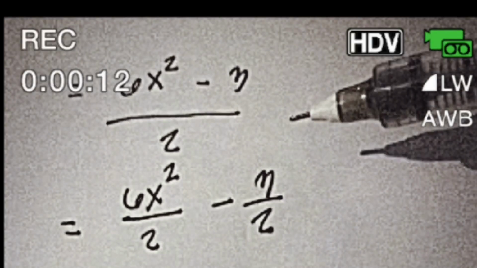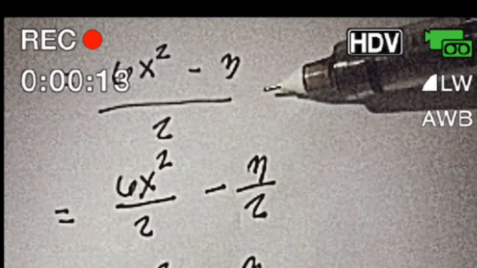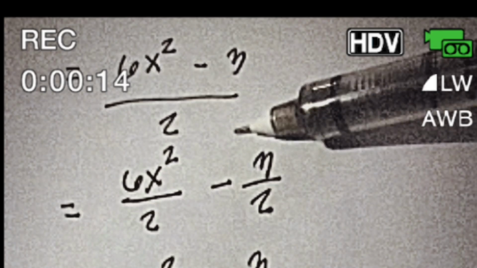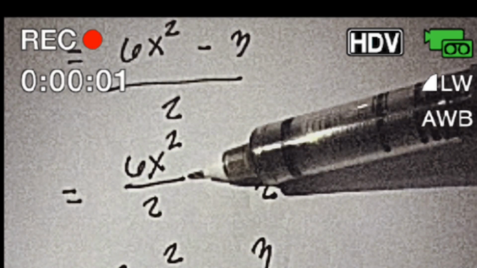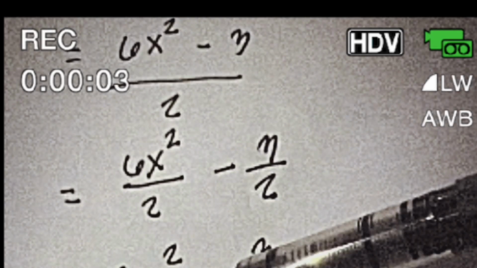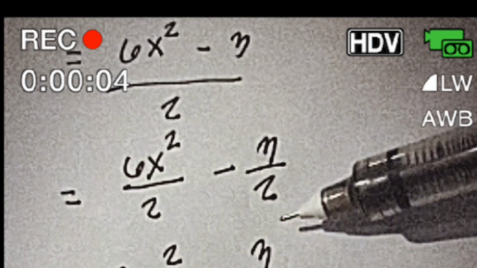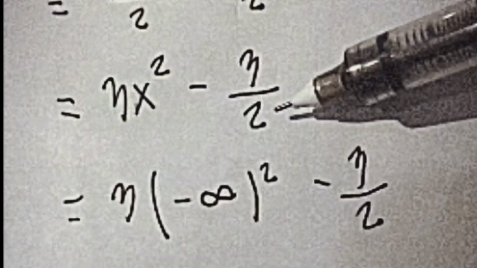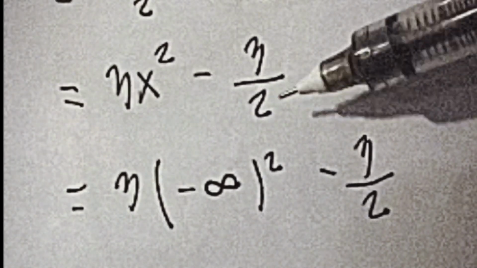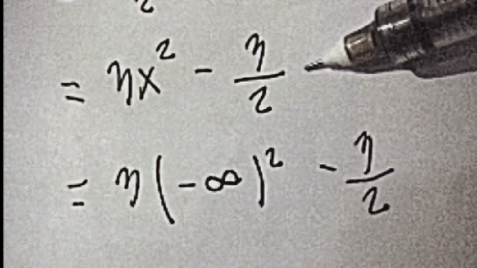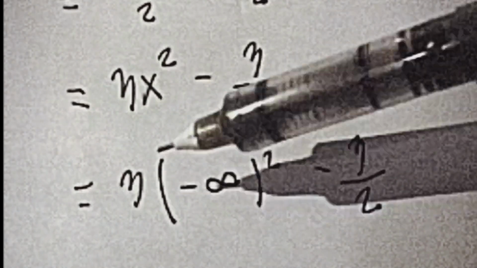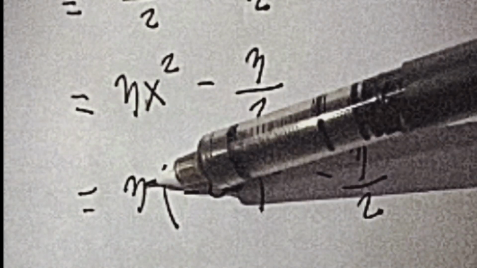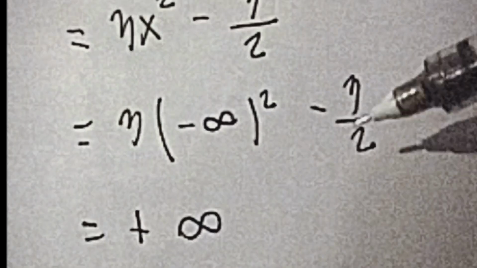Now, simplify. We are left with 6x squared minus 3 over 2. Simplify further. 6x squared divided by 2 is 3x squared. 3 divided by 2 is 3 over 2. We are left with 3x squared minus 3 over 2. Now, substitute negative infinity for x. Negative infinity squared is positive infinity. Times 3 is positive infinity. Minus 3 over 2 is positive infinity.